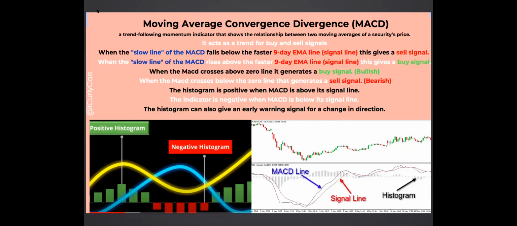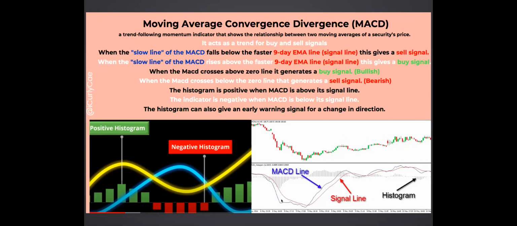All right, so the MACD, the moving average convergence divergence, is a trend following momentum indicator that shows the relationship between two moving averages of a security's price. It acts as a trend indicator for buy and sell signals. So you guys, one thing I want to point out is that I was very intentional in color coding these so that you can know what color is in reference to what line. So I have the MACD line in blue, which is the slower line. If you can see over here at the bottom, I color coded that in blue so that you would know that that's the slow line. And then of course, the signal line is the 9-day EMA line, which is in red.